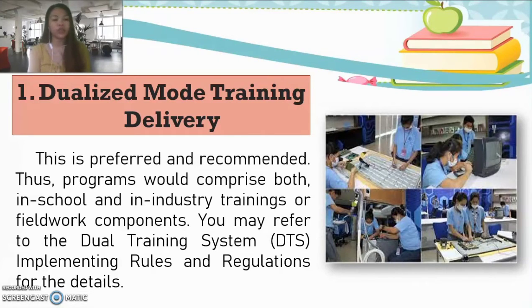First is in-school, or in the institution or training center, and then we will visit some industry or other institutions. For example, you are enrolled in TM, so you need to visit another institutional training. And if you are enrolled in an NC2 qualification, for example, Bread and Pastry Production NC2, we will visit some bakery so that we can know how the industry really works.